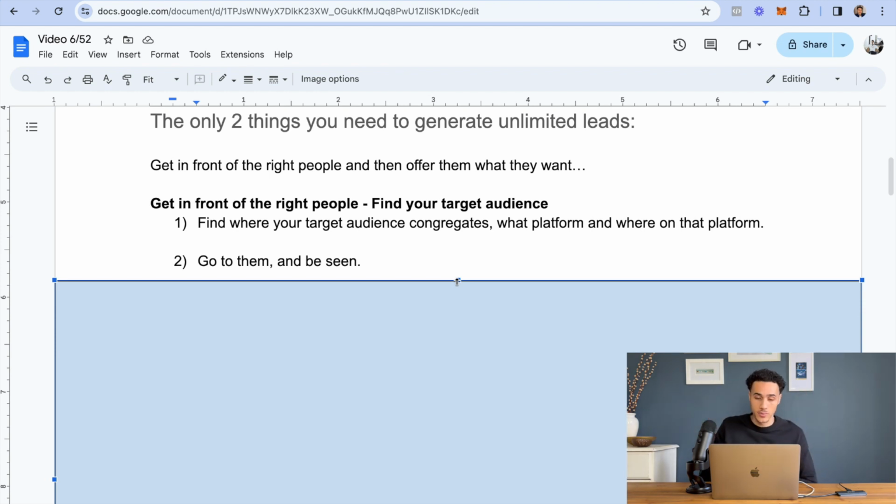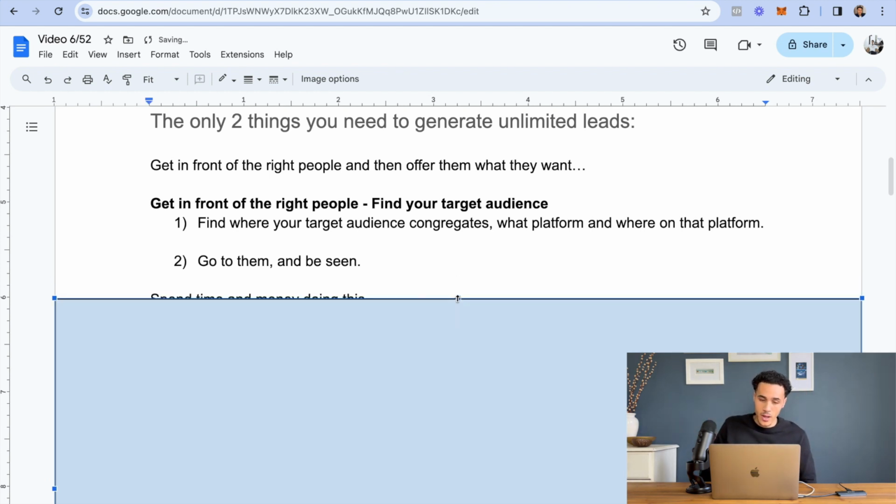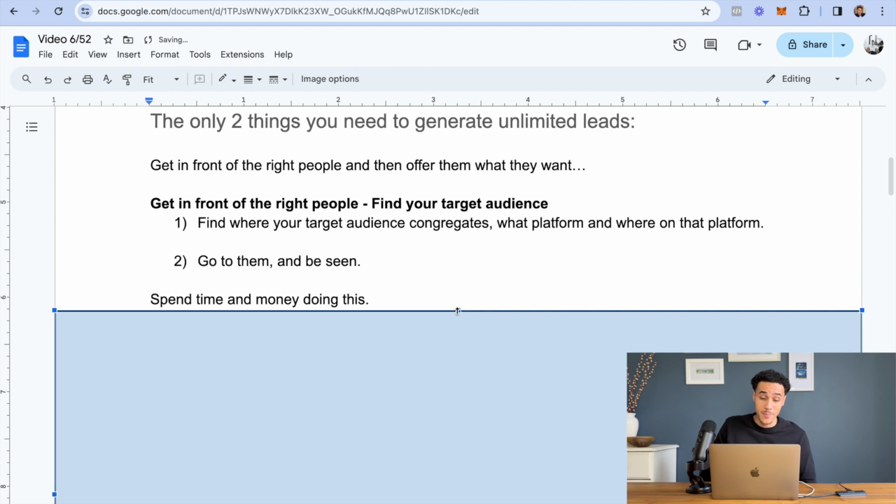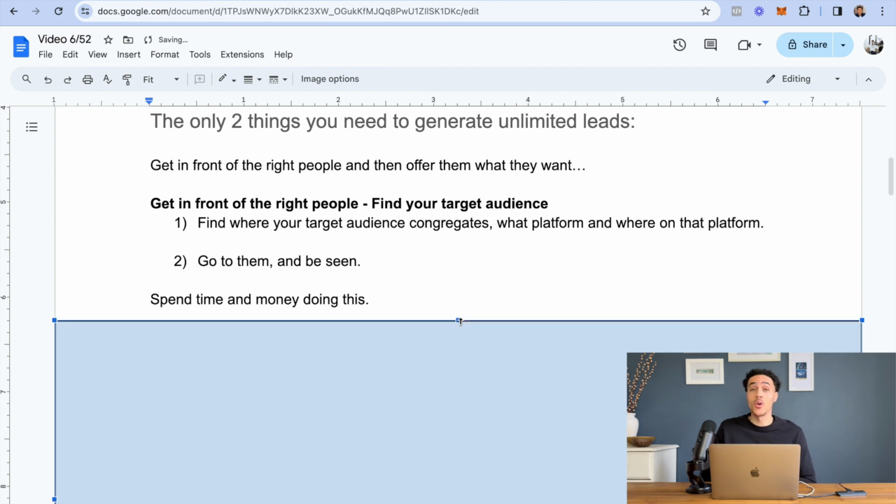Make yourself known, okay? Now, spend time and money doing this. So, organically go into groups, TikTok, make content, for example, be seen, and spend money on doing it by using some sort of paid traffic, by paying the platforms to push you. Yes, I said paying. We have to pay for leads because they're going to pay us back.